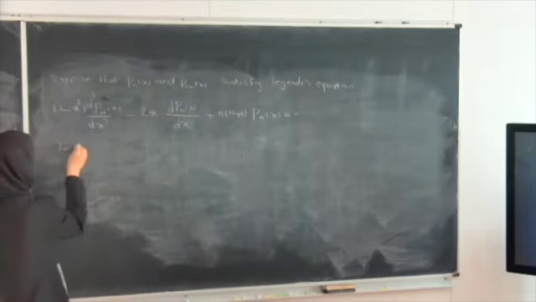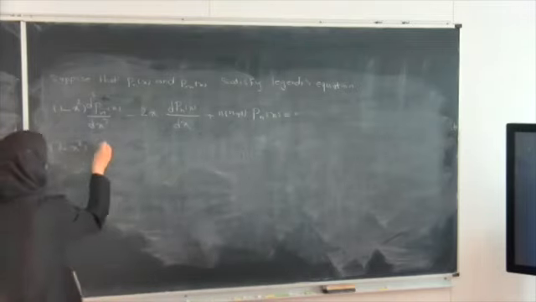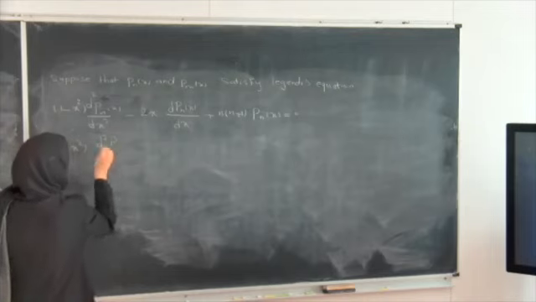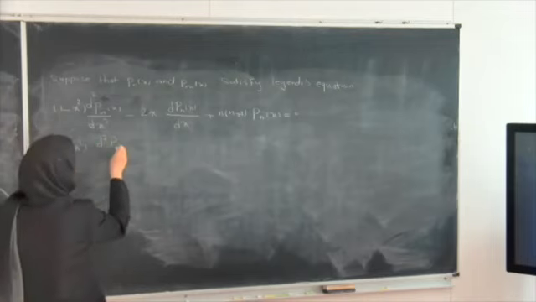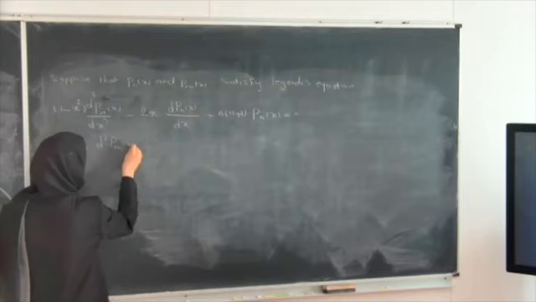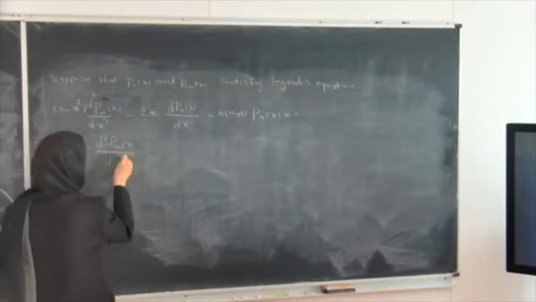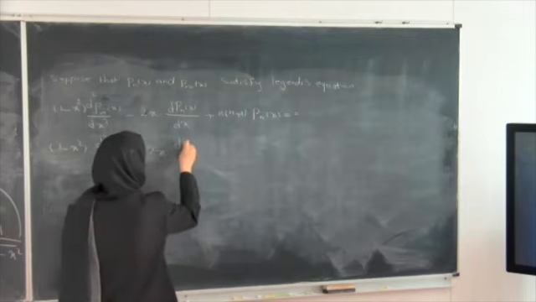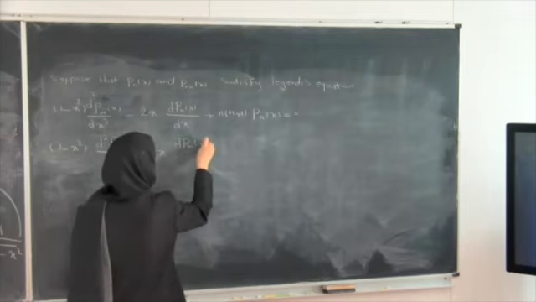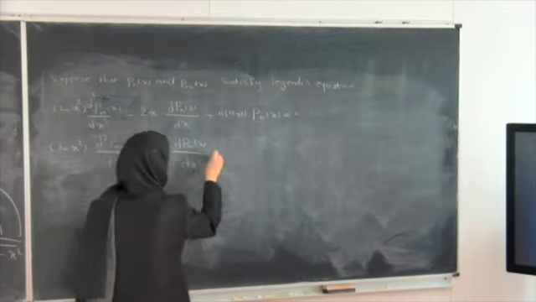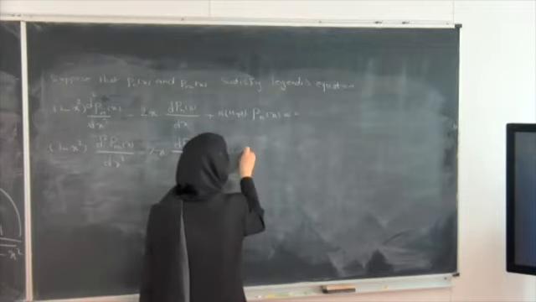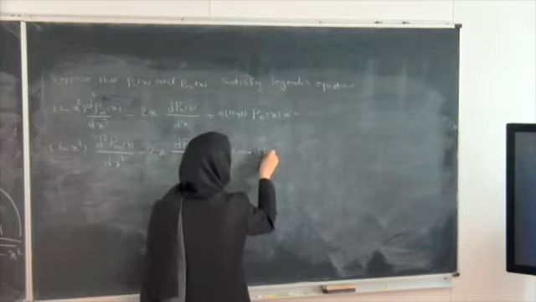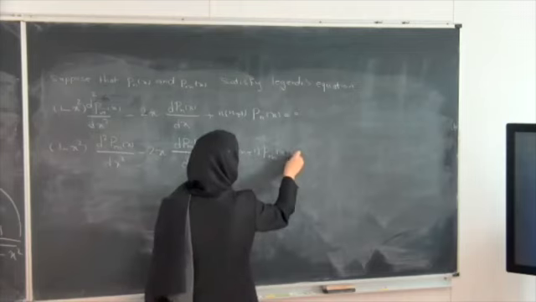Also we have the second derivative of Pm with respect to x, minus 2x derivative of Pm, plus m times m plus 1 of Pm, equals 0.